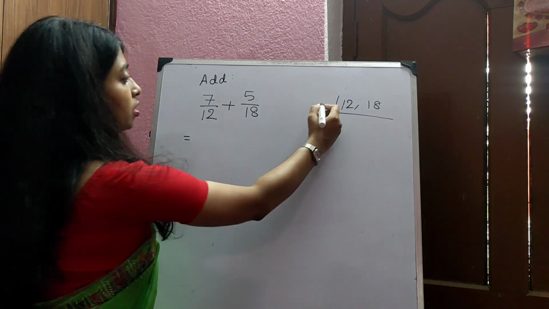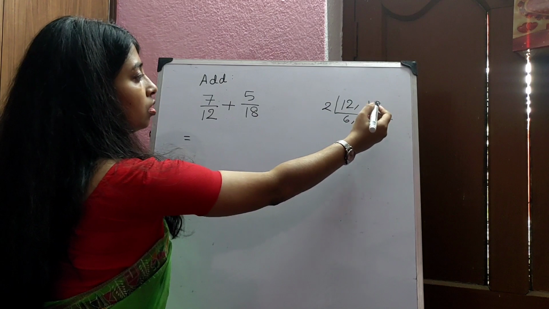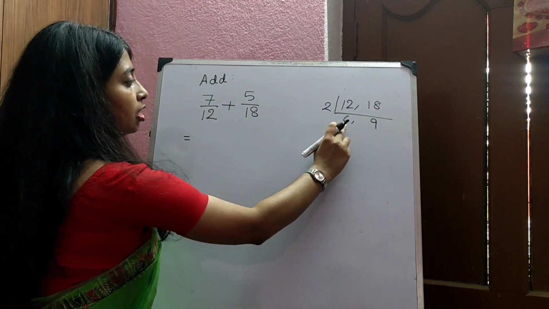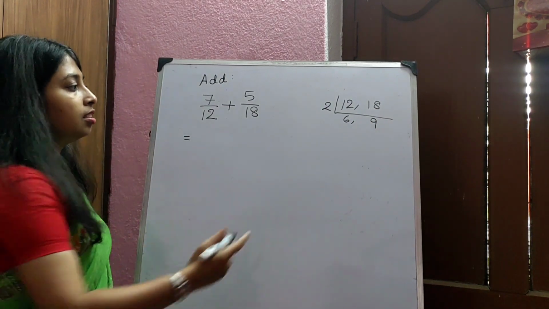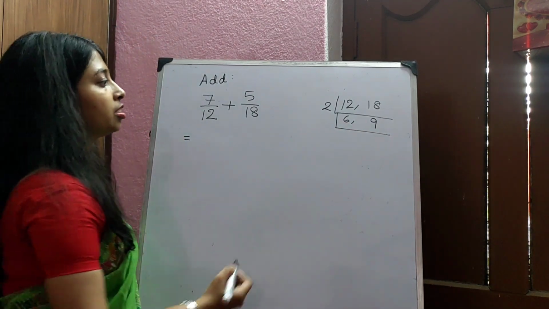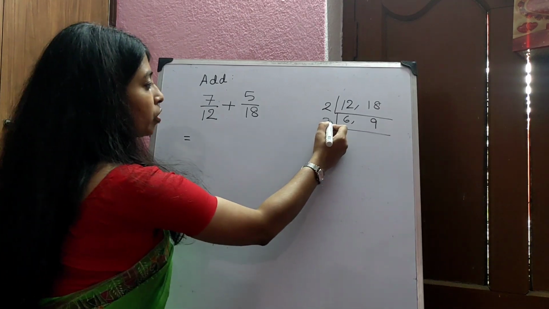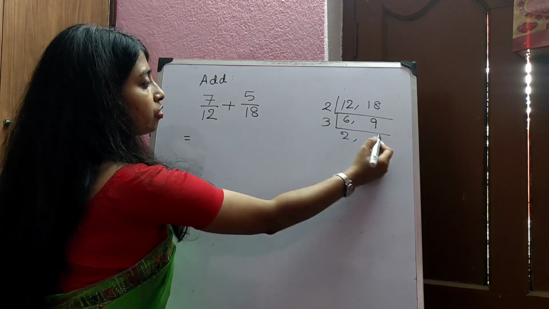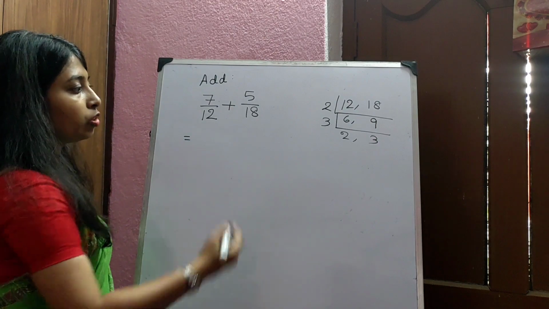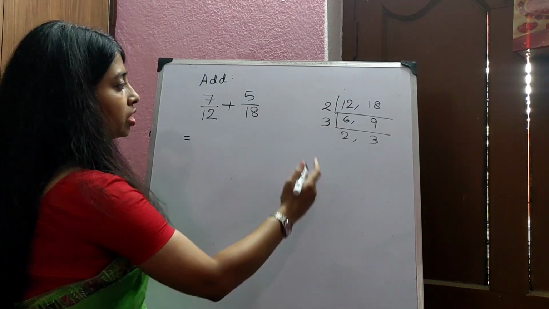It is 2. So 2 6s are 12 and 2 9s are 18. Now we get 6 and 9. Again there is some number which can divide both 6 and 9. So we will do another step of LCM, that is 6 and 9 can be divided by 3. So 3 2s are 6 and 3 3s are 9. Now there is no number which can divide both 2 and 3. So this is the end of this process.